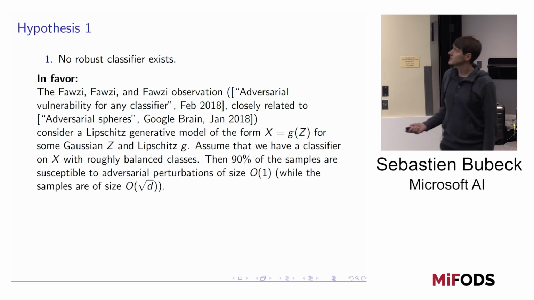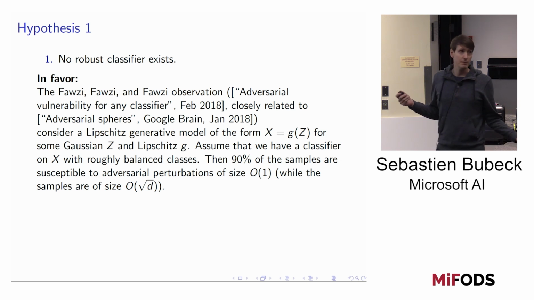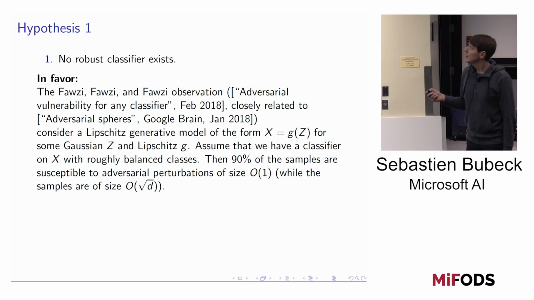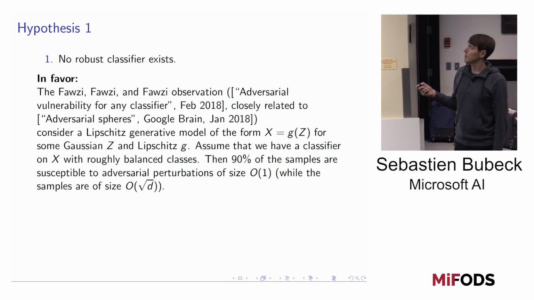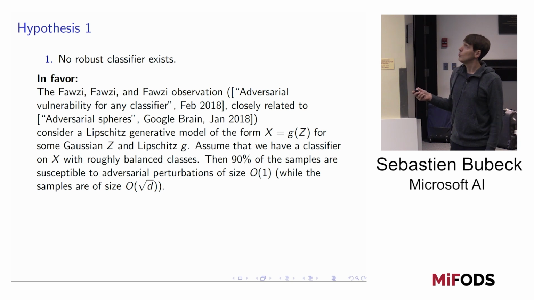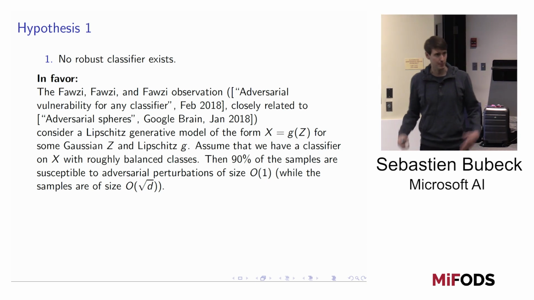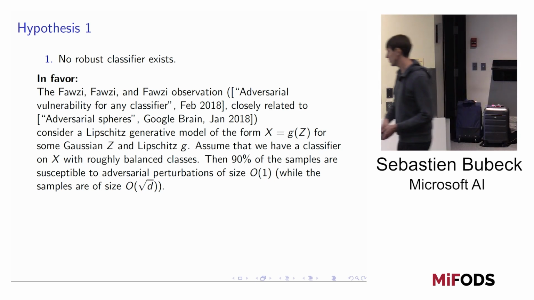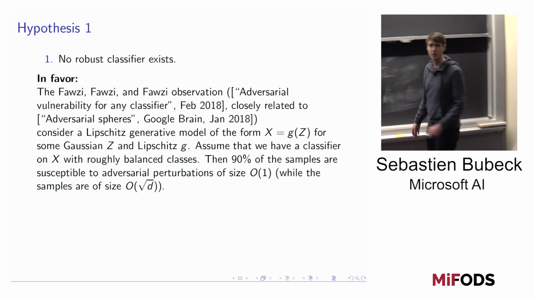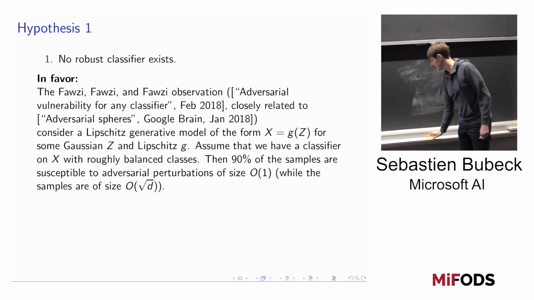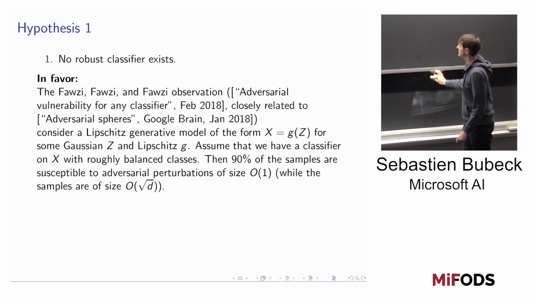Then what happens is the following fact, which is, I guess, surprising the first time you see it. 90% of the samples in such a setting will be susceptible to adversarial perturbation of size of order 1, while the samples are of size of order square root d. Of course, for people who know about Gaussian concentration, it's not at all surprising, but still. Let me just draw a picture. Is there a question? No? So the picture is like this.